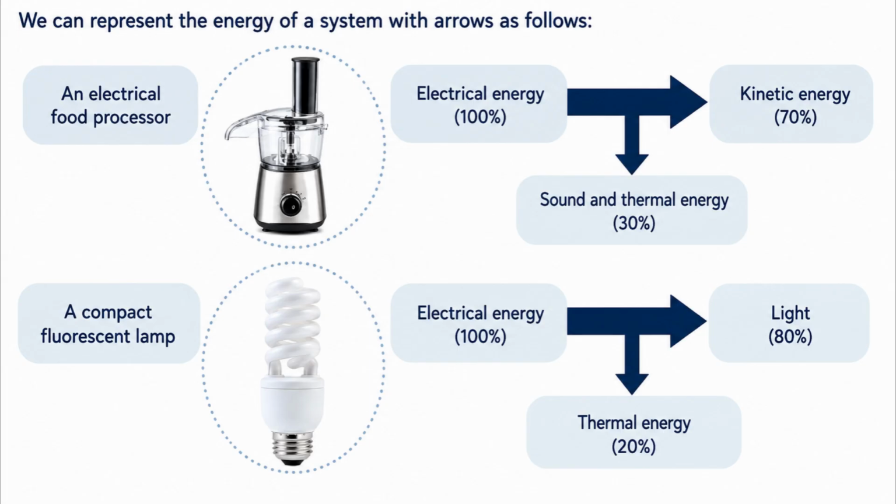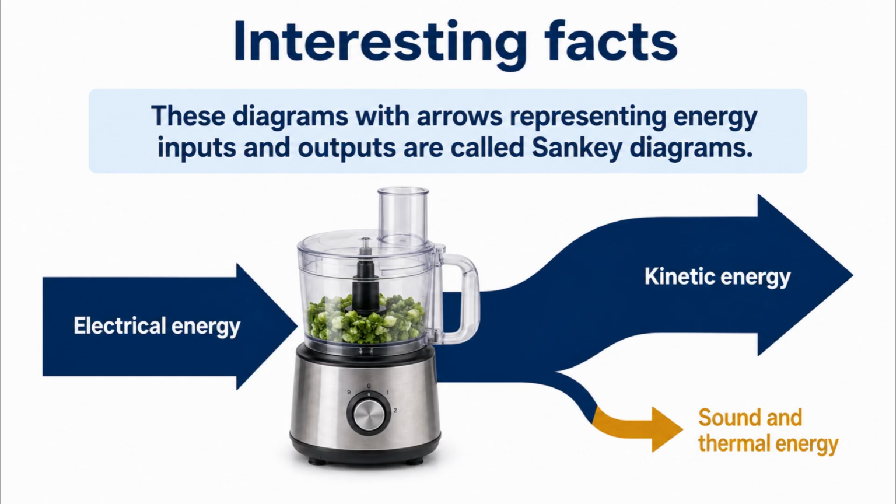This helps us understand that appliances are more efficient when more of the input energy is transferred into the useful form of energy. Interesting facts. These diagrams with arrows representing energy inputs and outputs are called Sankey diagrams.